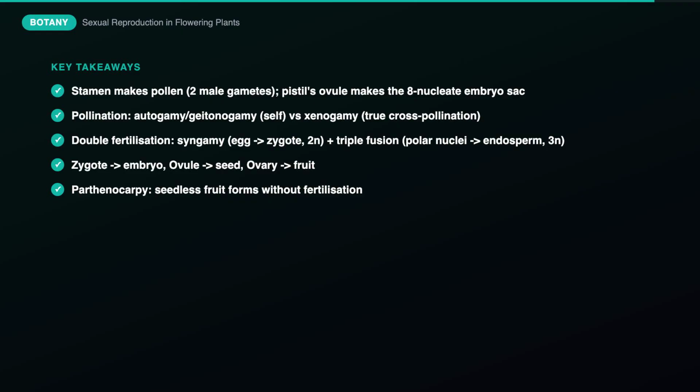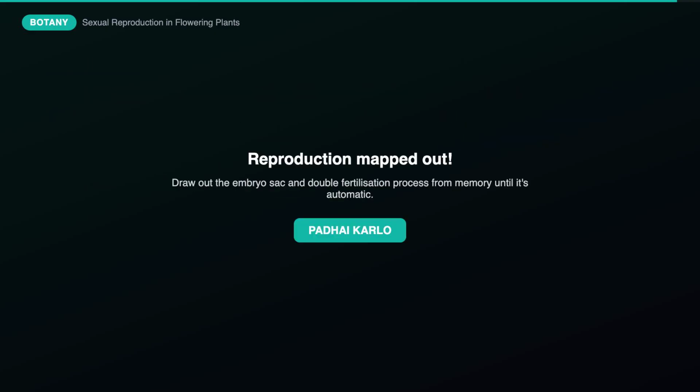And after fertilization, the zygote becomes the embryo, the ovule becomes the seed, and the ovary becomes the fruit, sometimes even without fertilization at all in the case of parthenocarpy. That's sexual reproduction in flowering plants. The embryo sac structure and double fertilization process are extremely high yield for NEET, so make sure you know them cold.